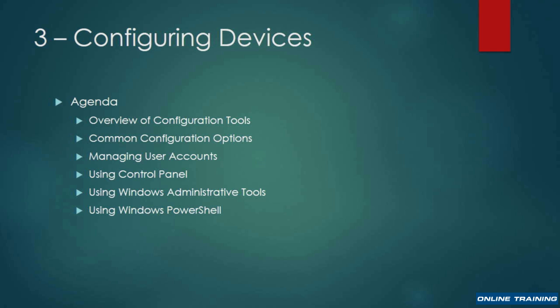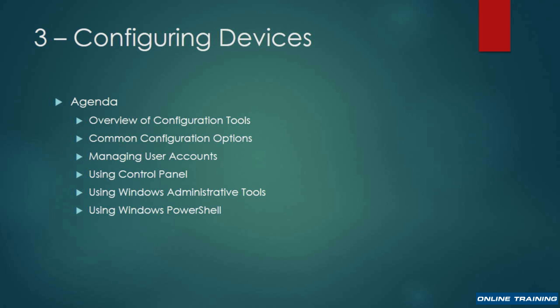Then we'll look at Control Panel. Control Panel has been around for as long as I can remember in Windows. It is the place that we go to configure just about anything. So where the Settings app stops in Windows 10, Control Panel is going to pick up with advanced configuration options.